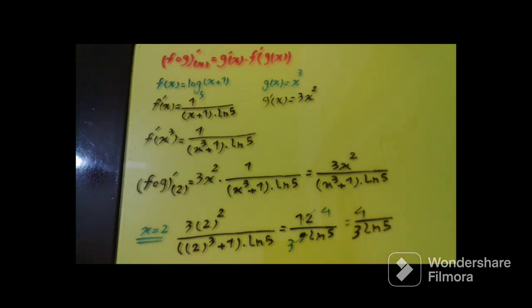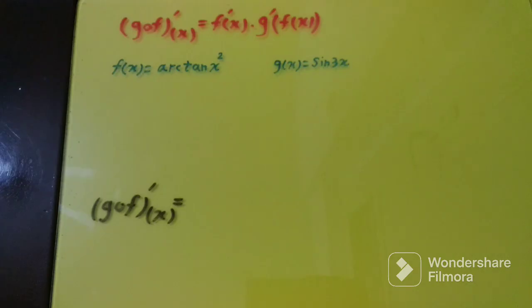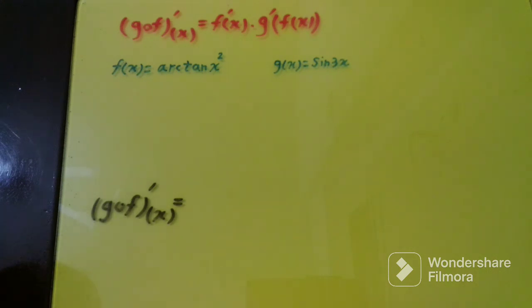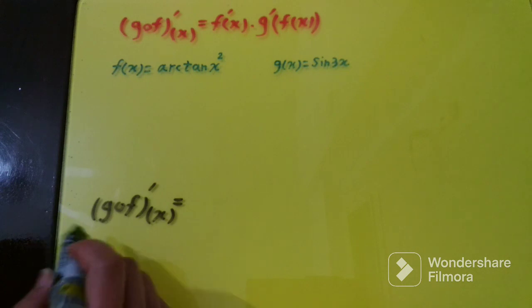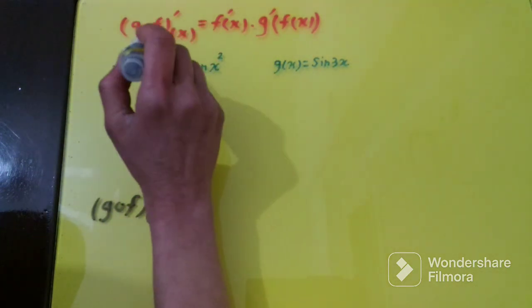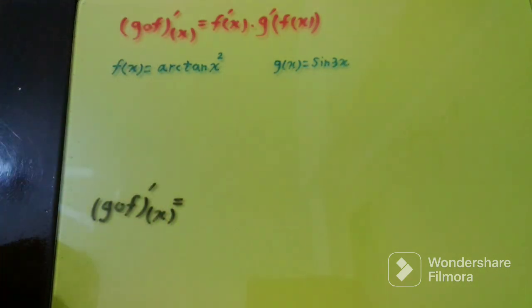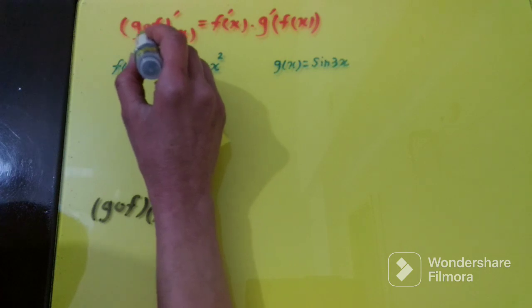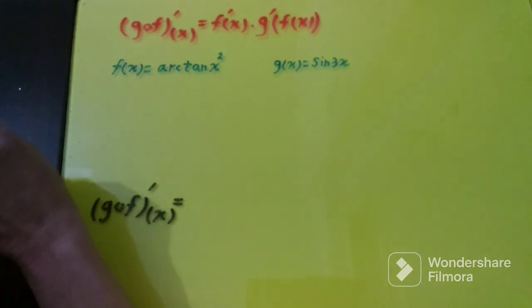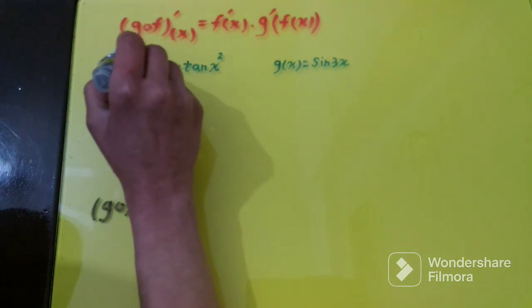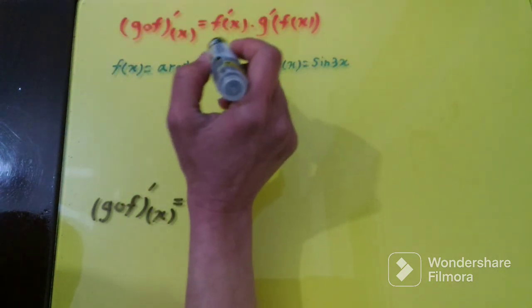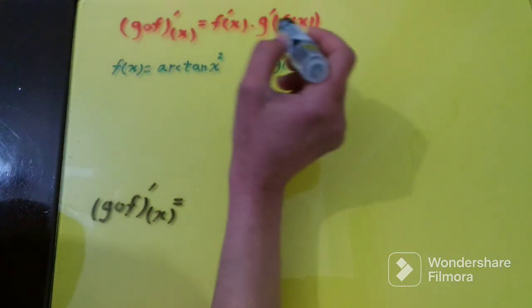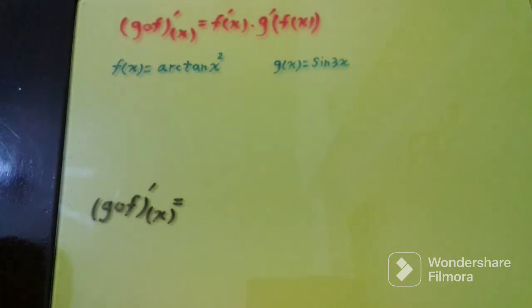Next problem. Okay guys, in this example, we should find the derivative of g of f. So in this example, f is the inside function and g is the outside function. So according to the chain rule, first we should get the derivative of the inside function. It's f prime. Then we should get the derivative of the outside function. It's g prime. In the end, we should replace the inside function f instead of x in g prime.